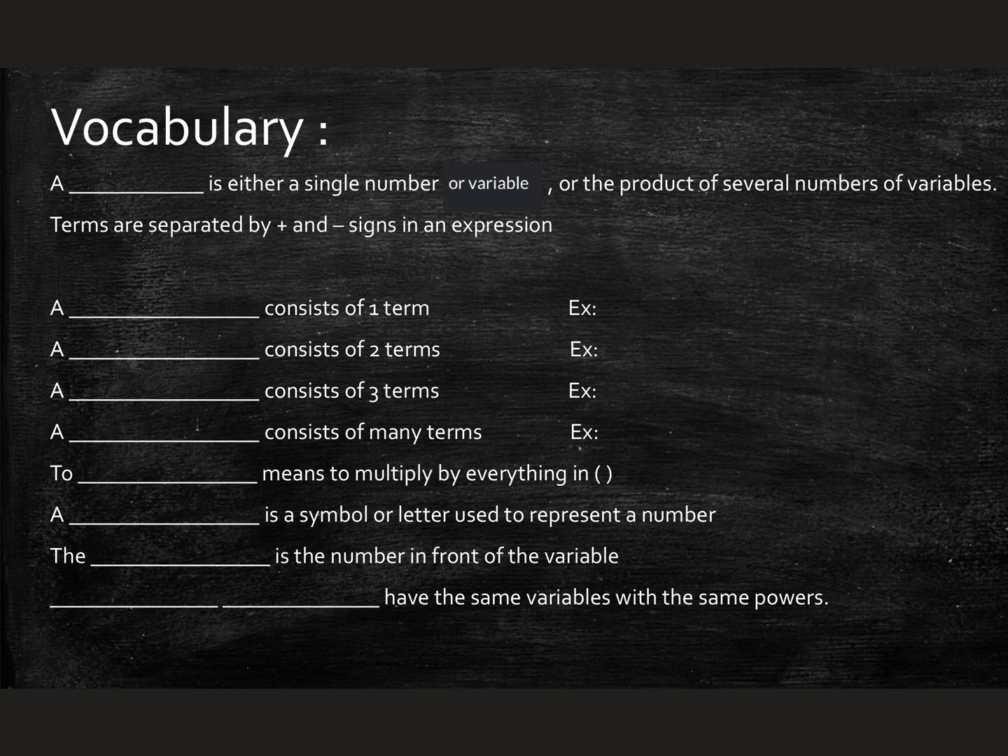An example of that is just something that looks like this: 3x squared y. This is a monomial. Even though it has two variables, there's no pluses or minuses, and so that is considered one term. A binomial consists of two terms. So an example of that would be 2x squared minus 4. That's an example of a binomial. Again, we have a minus sign, and so that separates it into two terms, and so therefore it is a binomial.